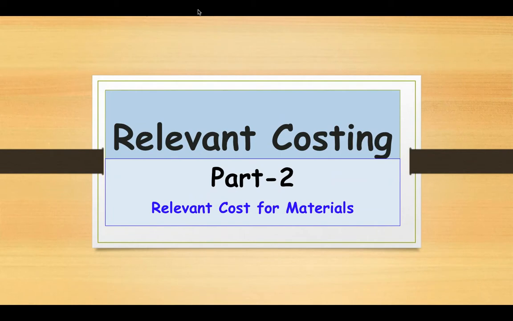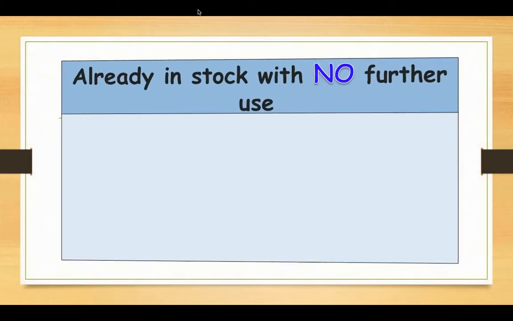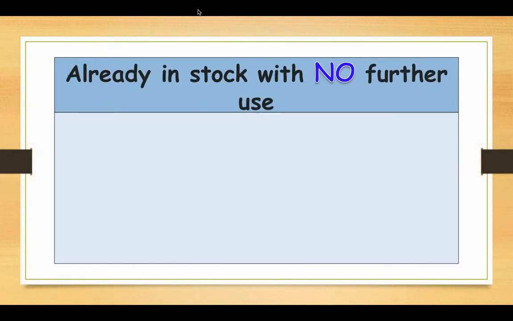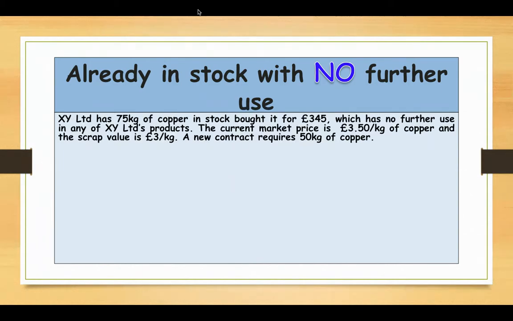This is part 2 of relevant costing. Here we are going to see relevant cost for materials. So we'll see the company already has this material in stock, but it has no further use. So we'll look at this one with a small example.